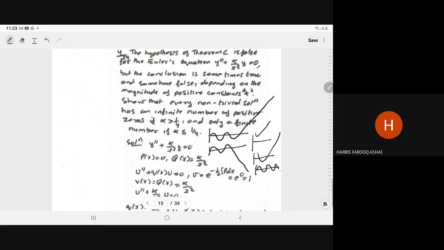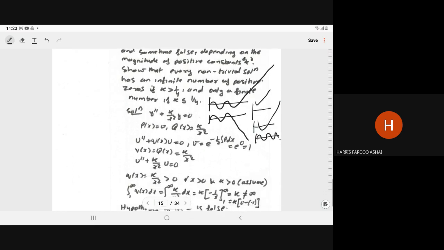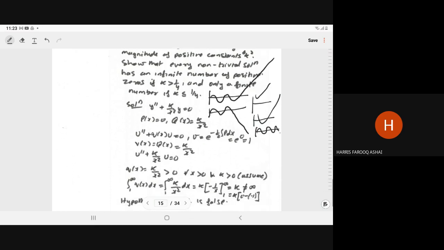So theorem C states that if q(x) is greater than 0 and the integral from 1 to infinity of q(x) tends to infinity, then we have infinitely many zeros. So let us see for the Euler's equation. Euler's equation is what? y double dash plus k upon x square y is equal to 0.